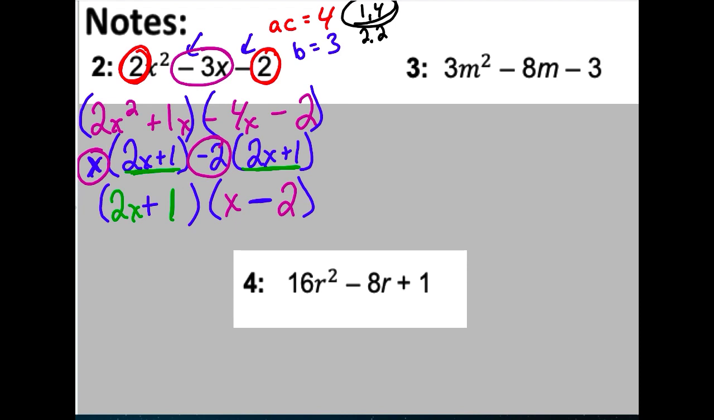So I try to figure out, okay, what are those two middle terms going to be? I factor it by grouping. I kind of factor the first half and I factor the second half. And when I put those pieces together, it gives me the solution that I needed for that problem.